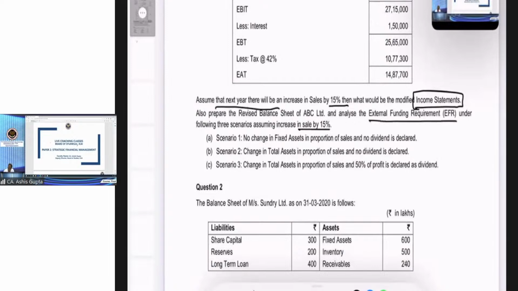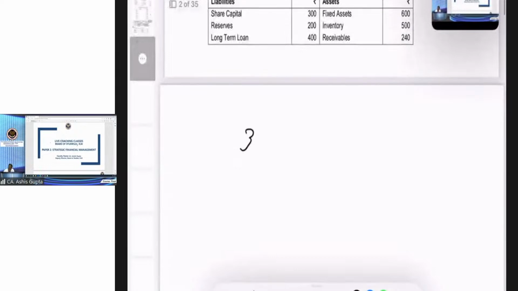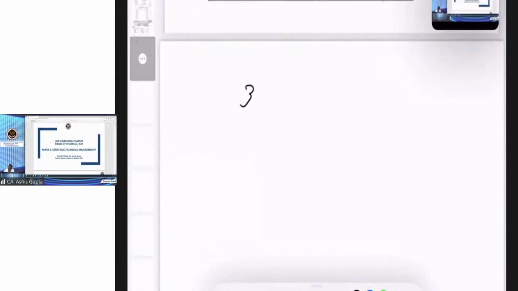Now, scenario one: no change in fixed assets in proportion to sales and no dividend is declared. Scenario two: change in total assets, meaning current and non-current assets are changed in proportion, and no dividend is declared. And last, total assets change plus 50% dividend. Here some portion is there, no problem. I am just discussing the solution with you. Now, student, first of all, we have to draw out the modified income statement.